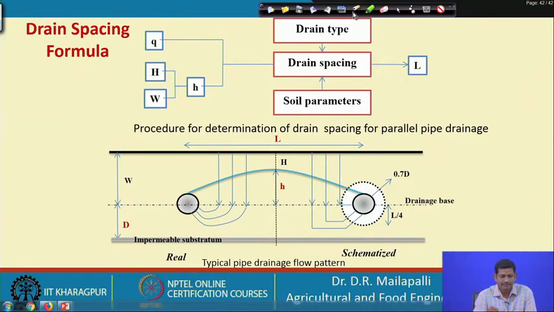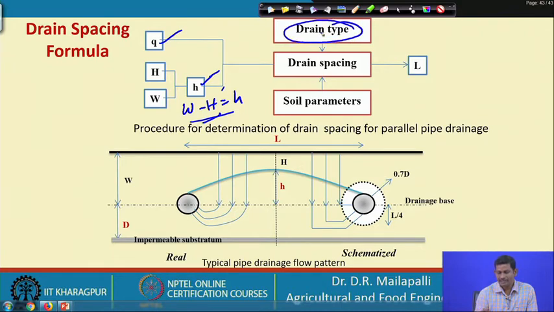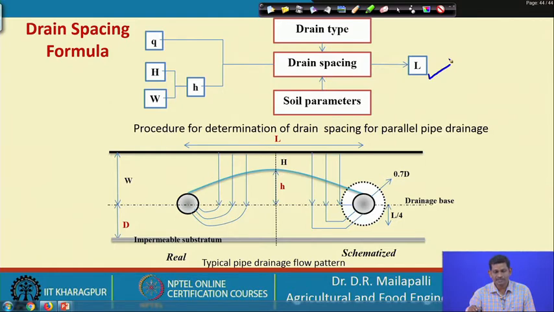And then the drain spacing formula has inputs, so you should know the Q, H and W. From H and W you can estimate H. W is the base width, so W minus H will be H. So that H will be known, and from Q and H, knowing the drain type and soil parameters, you can use the drain spacing formula and estimate L, that is the drain spacing. So this is the simple way to remember how to estimate drain spacing, by knowing the Q, H and W, and also the drain spacing formula and other parameters. Okay.